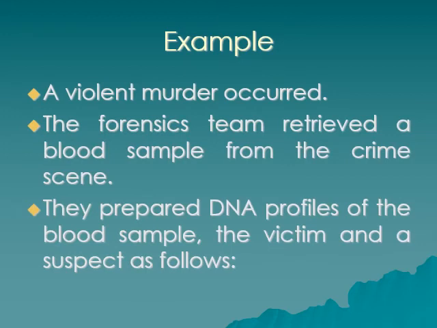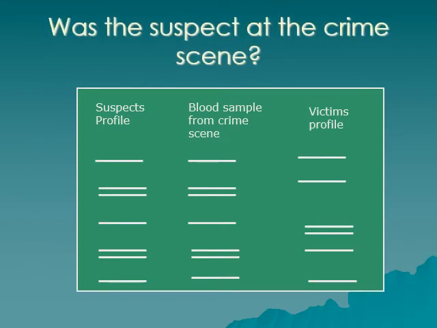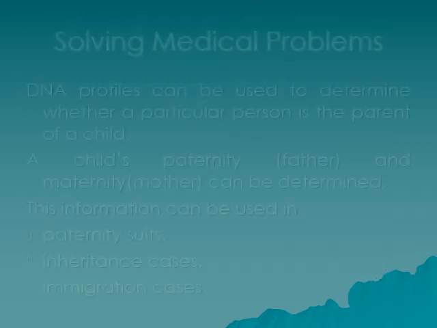So for example, a violent murder occurred. The forensic team retrieved a blood sample from the crime scene. They prepared DNA profiles of the blood sample, the victim and the suspect as follows. So was the suspect at the crime scene? Based dyan, malalaman mo na yes, yung suspect is nandun sa crime scene. Bakit? Kasi yung pattern nung suspect profile at nung blood sample from the crime scene ay pareho. So masasabi mo na yung suspect ay nasa crime scene.